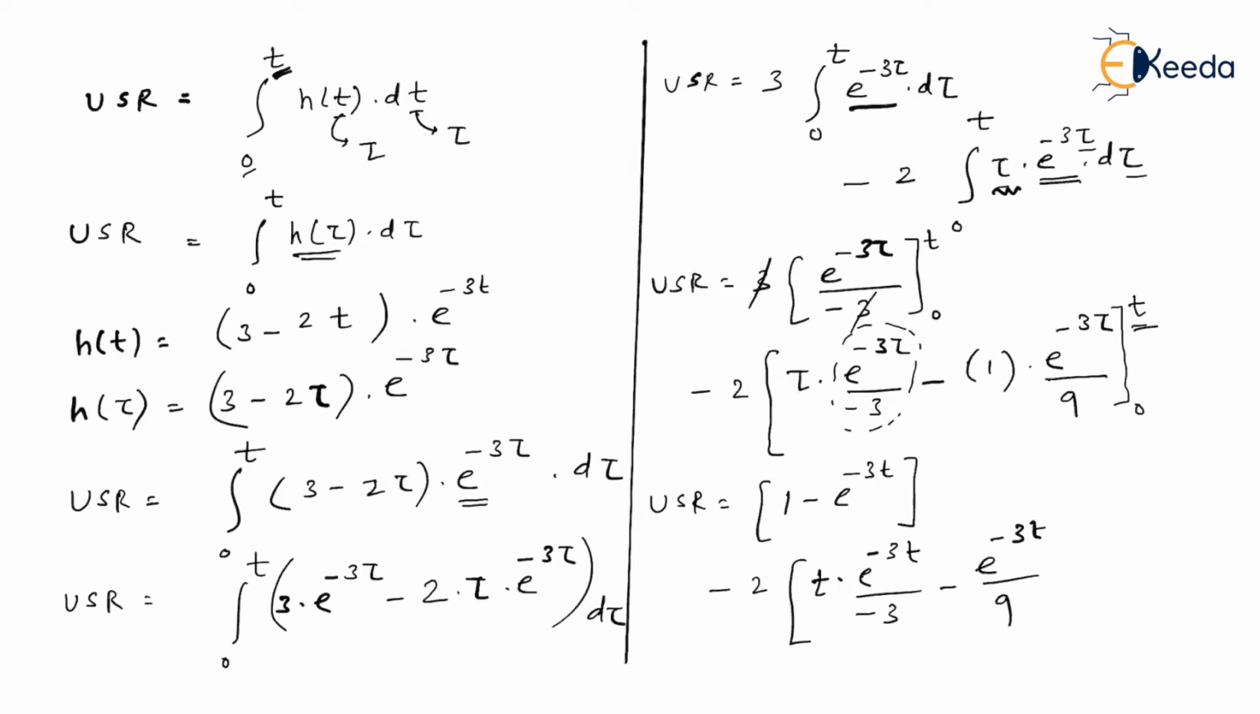3t upon 9 minus, if you substitute now the lower limit equal to 0, this term will become 0, and what about this term? It will become plus e to the power 0, which is again 1, then it will be plus 1 by 9. Am I right? So just after solving, you will get the final unit step response is equal to minus 7 by 9 times e to the power minus 3t plus 2 by 3 t times e to the power minus 3t plus you'll get 7 by 9.